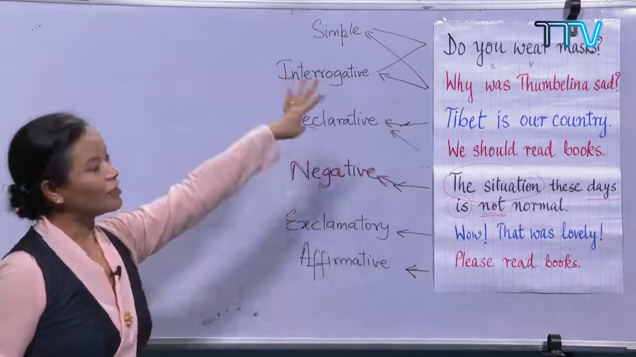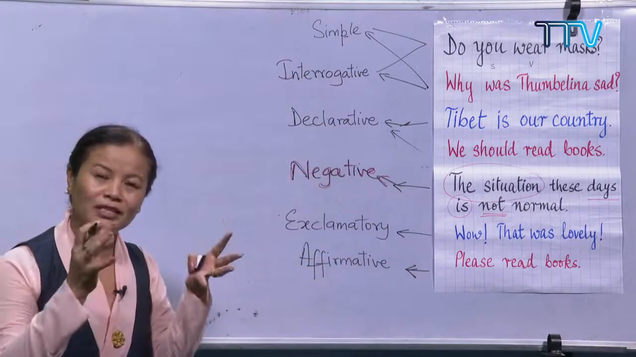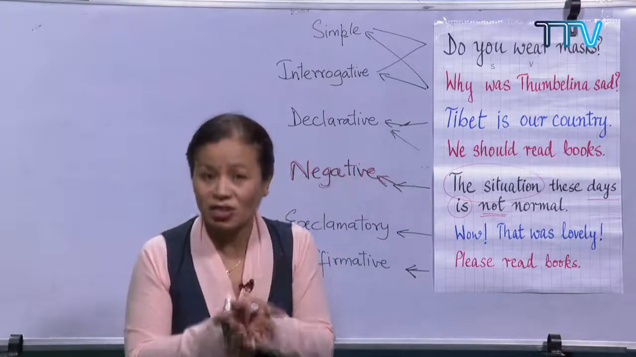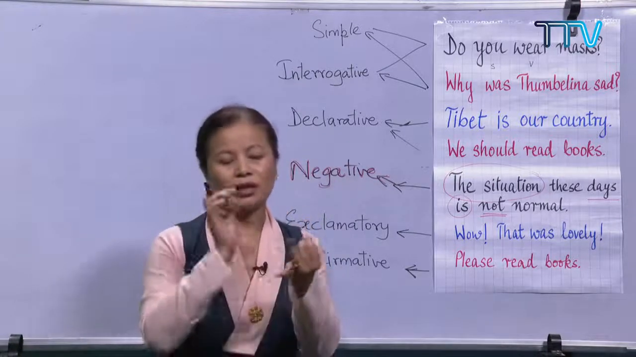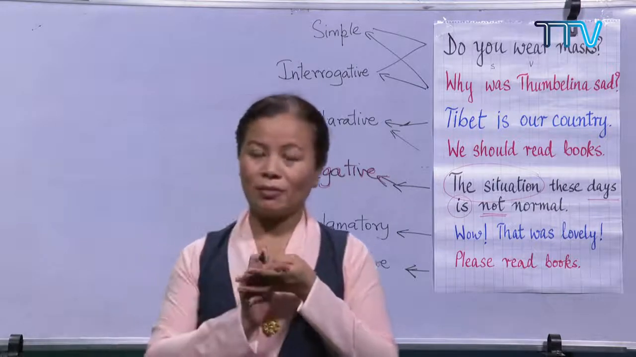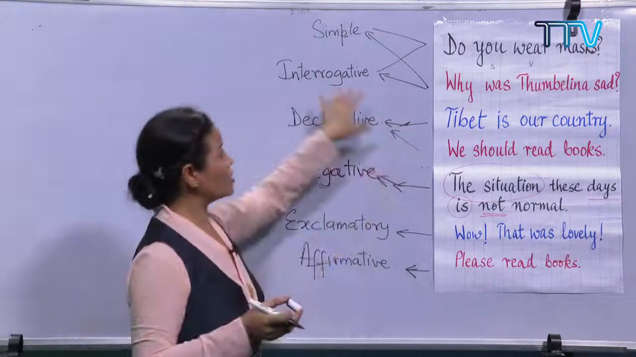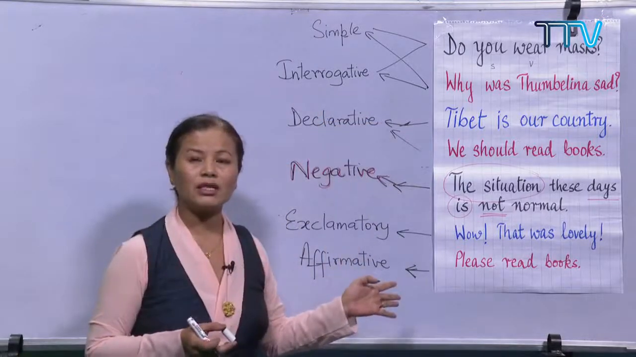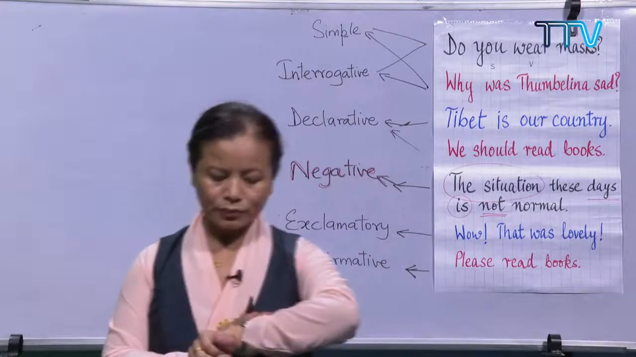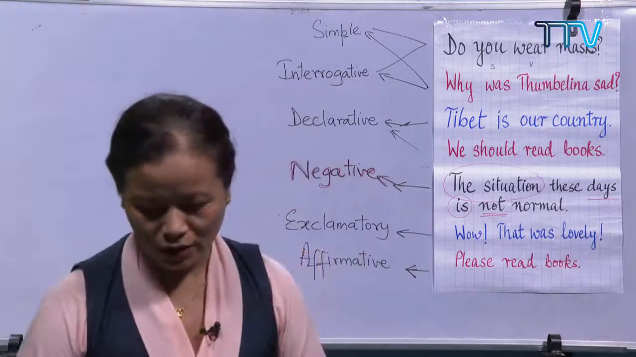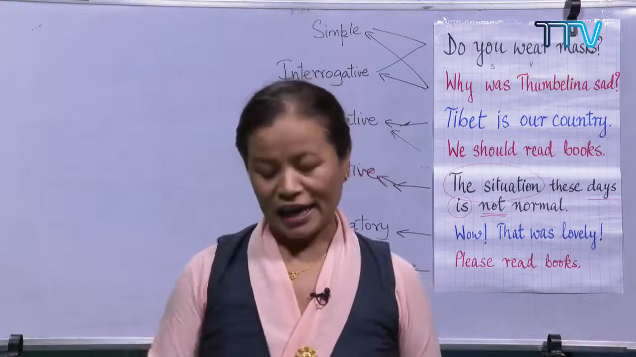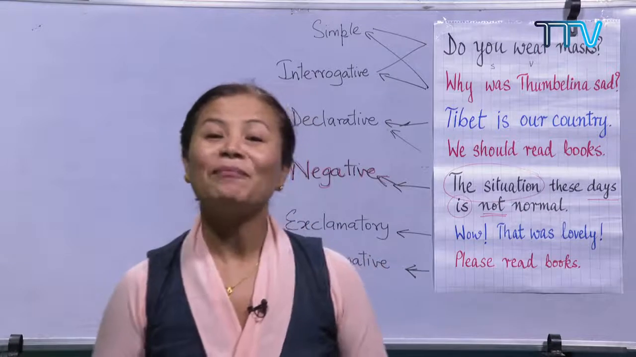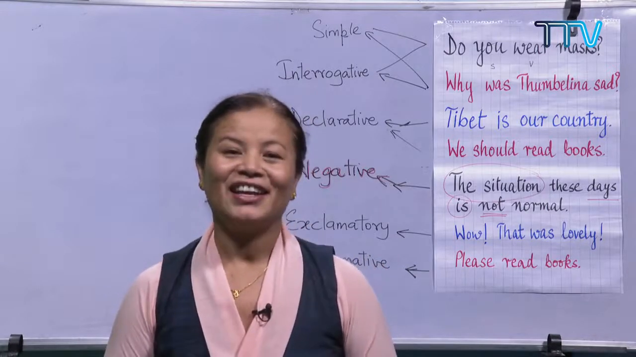Here, a simple sentence means we are grouping the sentences based on the structure. Structurally, we have simple, compound, complex, and compound complex sentences. And based on function, we have interrogative, declarative, negative, exclamatory, affirmative sentences. So I hope you got all things clear. In the next session, Gaten Thargila will tell you about compound sentences. So thank you.